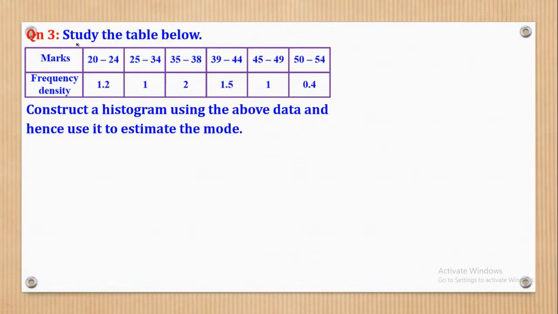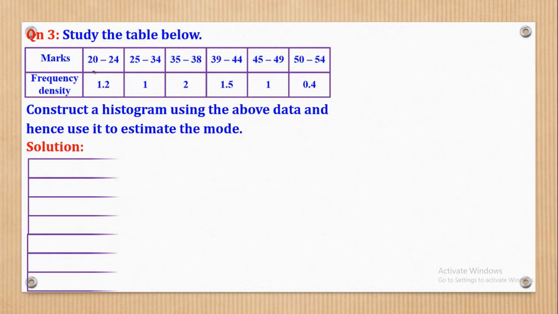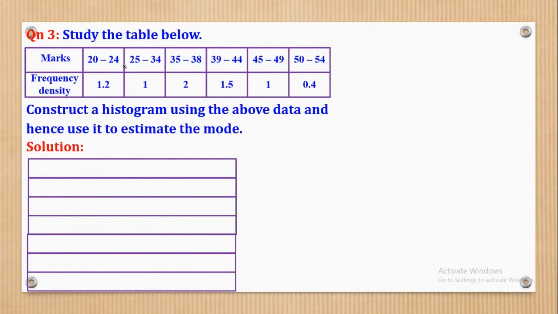Then question 3 says study the table below. Then construct a histogram using the above data, and hence use it to estimate the mode. The good thing is they've given us the frequency density, but we don't have the class boundaries and we need them. So let's first get the class boundaries.